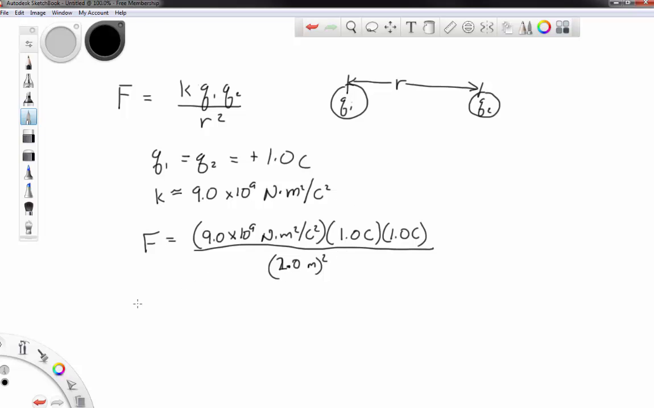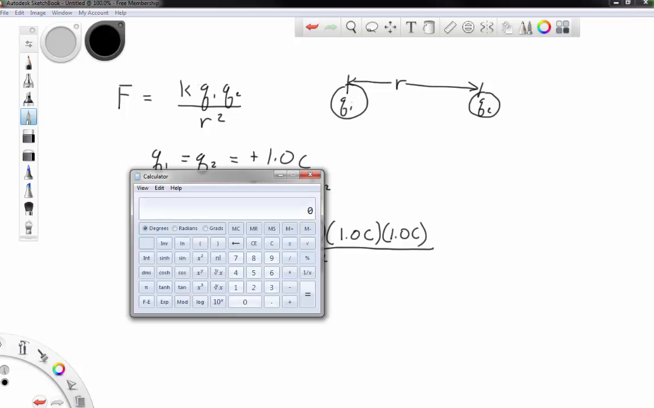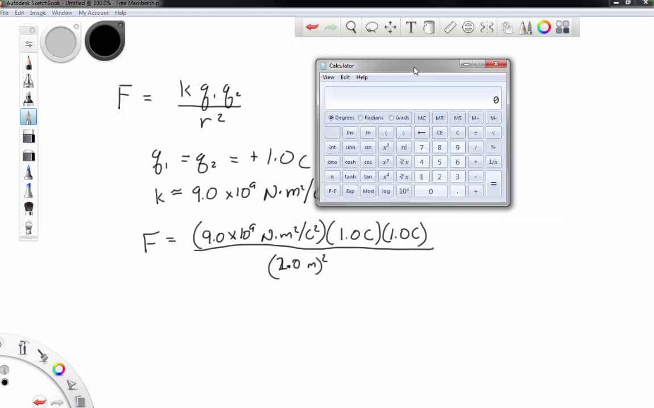So out comes the calculator, because in physical science we don't know how to multiply mentally as well. So we need to take 9 and multiply it by 1 and multiply that by 1 and divide that by 2, and divide again by 2.